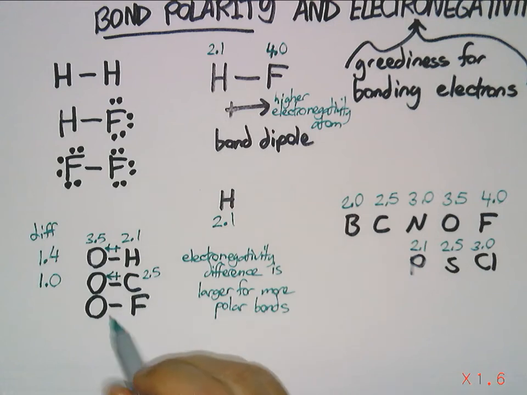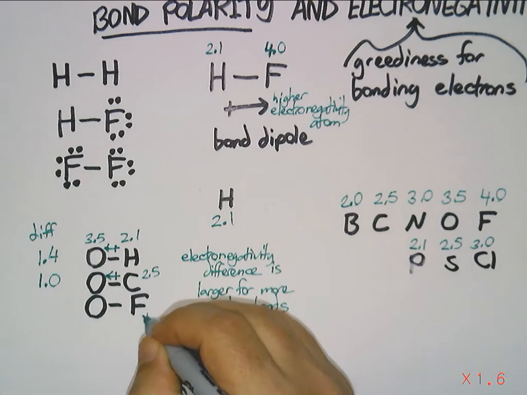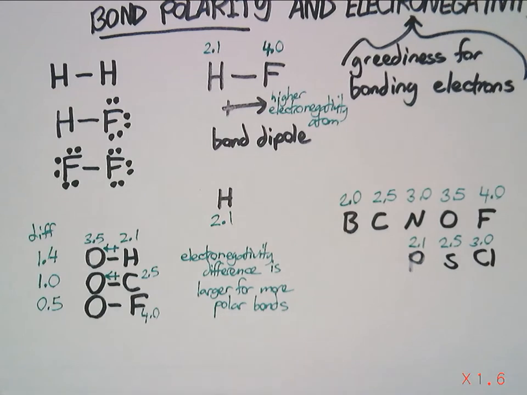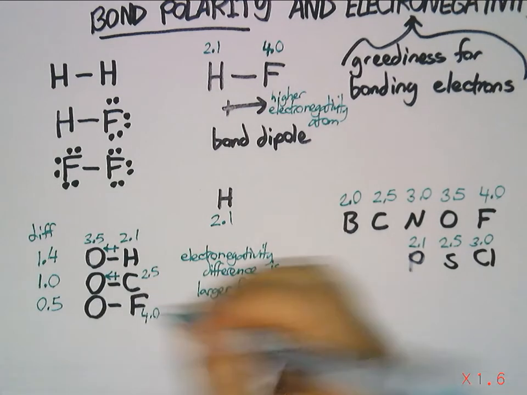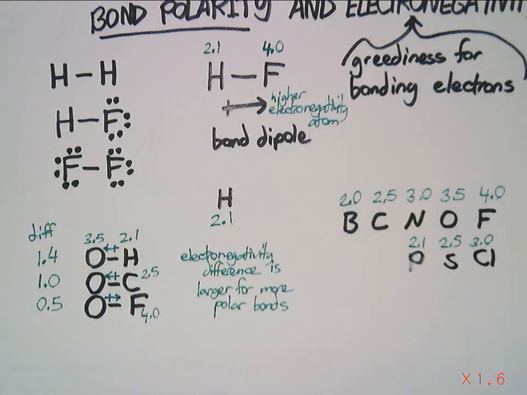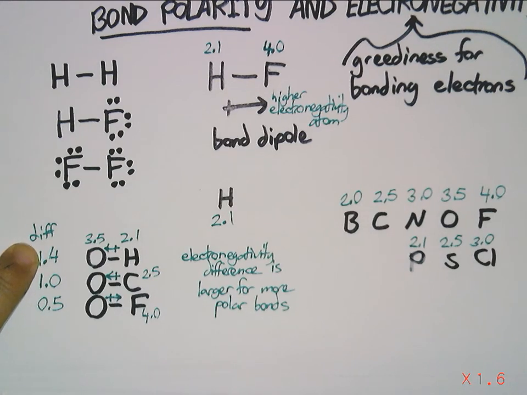How about this one? Oxygen's 3.5 and fluorine is 4.0, so there's only a 0.5 difference here. So the bond dipole is also going to point away from the oxygen here. So this bond is going to be fundamentally less polar than the other two, and the bond dipole points in a different direction. It points away from the oxygen. So the oxygen is having its electrons be sucked away by the fluorine here. And the most polar of these bonds is going to be the oxygen-hydrogen bond.